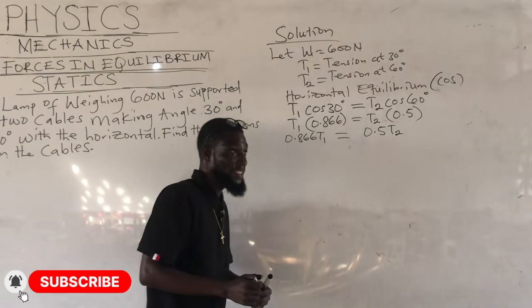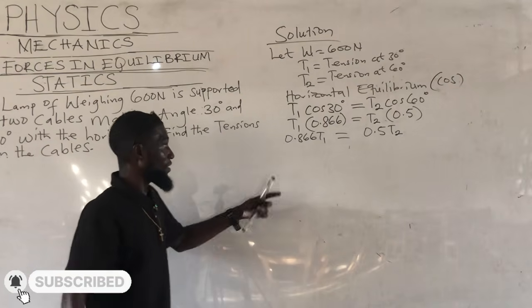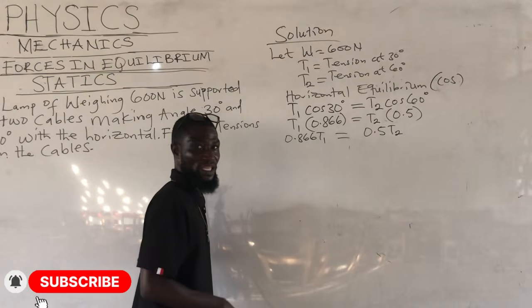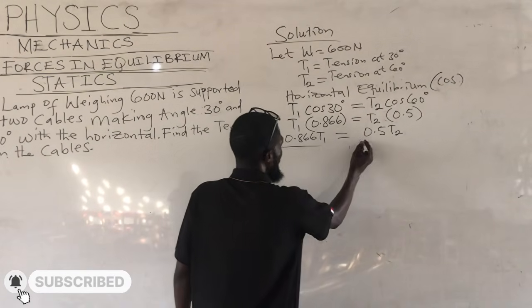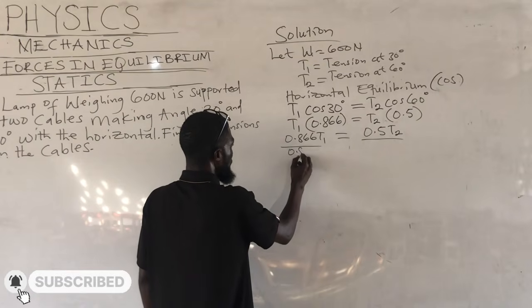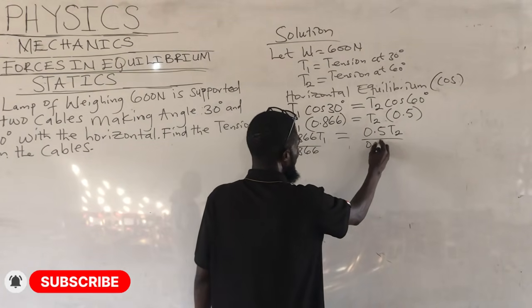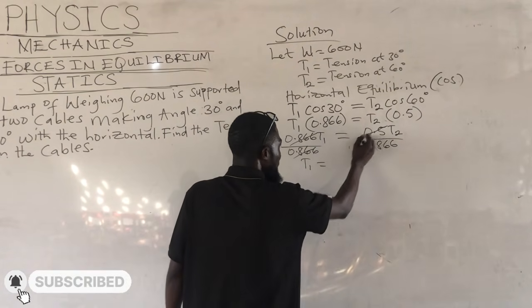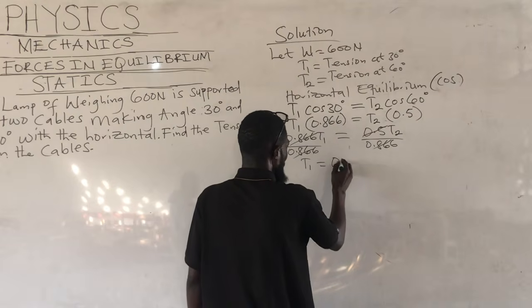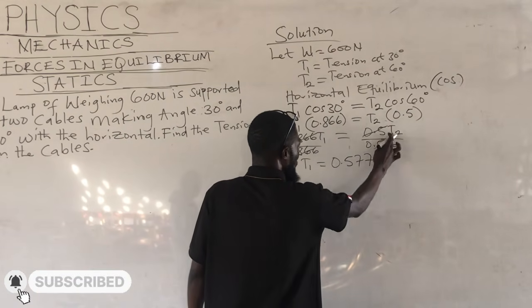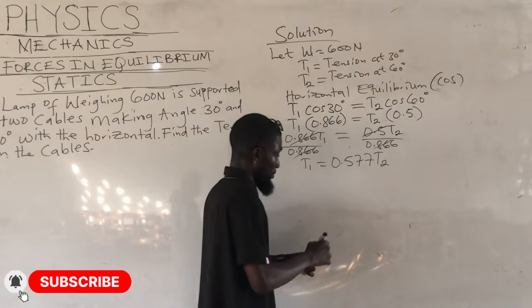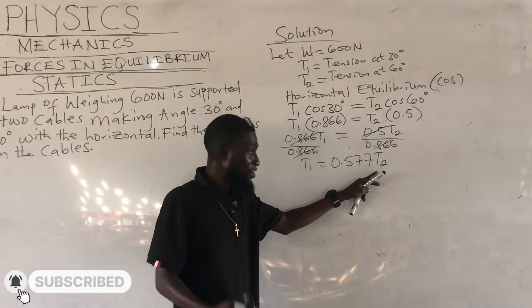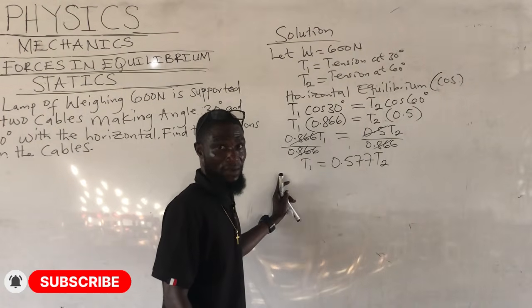On this note, making T1 the subject in order to solve our problem: any number that is placed near T1 means that we divide both sides by that particular number. That number is 0.866. So we divide both sides by 0.866, and the 0.866 on the left cancels. So T1 will be equal to, when we divide this by this, automatically 0.577 T2. Remember, we don't have T2 yet, so we have to find T2 in order to multiply the T2 value by the T1 number to get our exact value for T1.